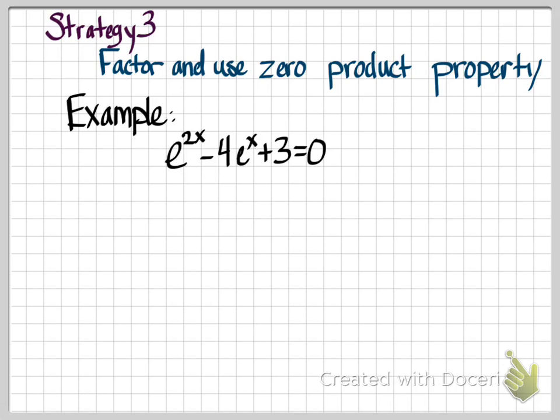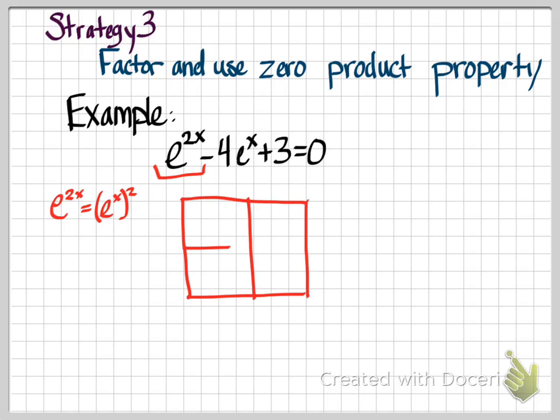E to the 2x is a different power than e to the x, so I'm never going to be able to get them together or alone. So we're going to factor. Another reason why we're factoring is what we need to realize is that e to the 2x equals e to the x squared. And so this is kind of like a quadratic. We have a squared term, we have a non-squared term, e to the x, and we're going to factor. And you'll see how this works in just a moment.